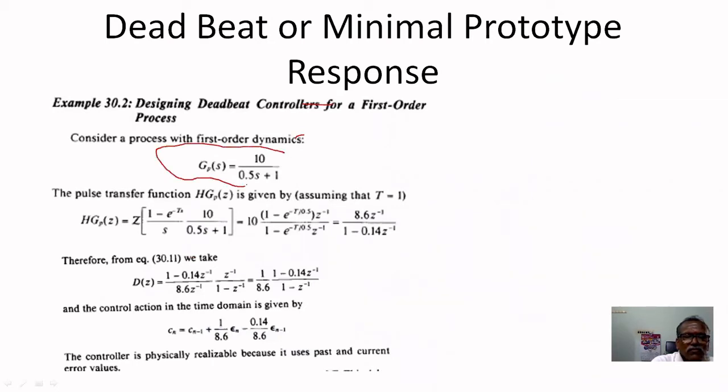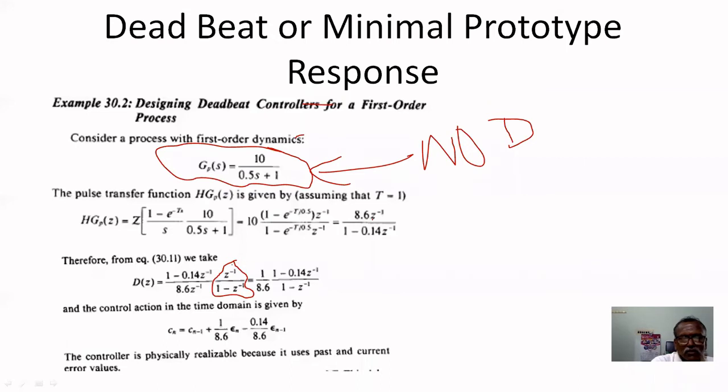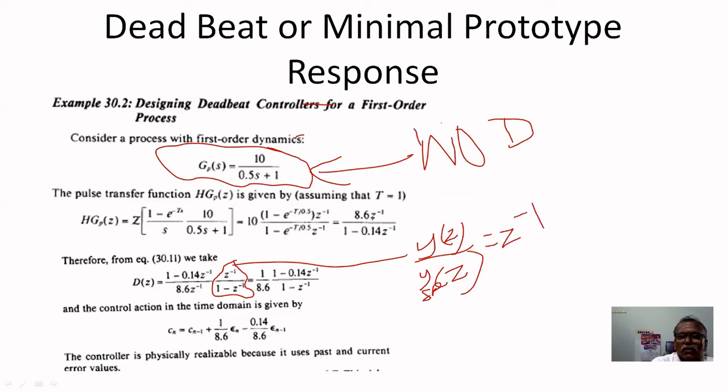Now, already we have seen this. If the mathematical model of the process is a pure first order without dead time, the assumption is Y of z by Y set point of z equal to z power minus 1, because there is no dead time, or zero dead time. So in that case you would assume like that, and 1 by HGP of z you get like this for a first order system.